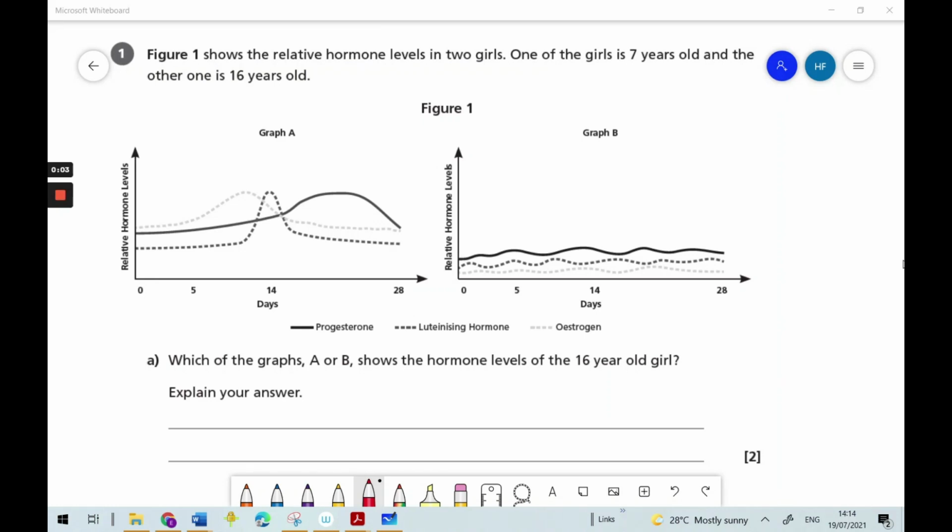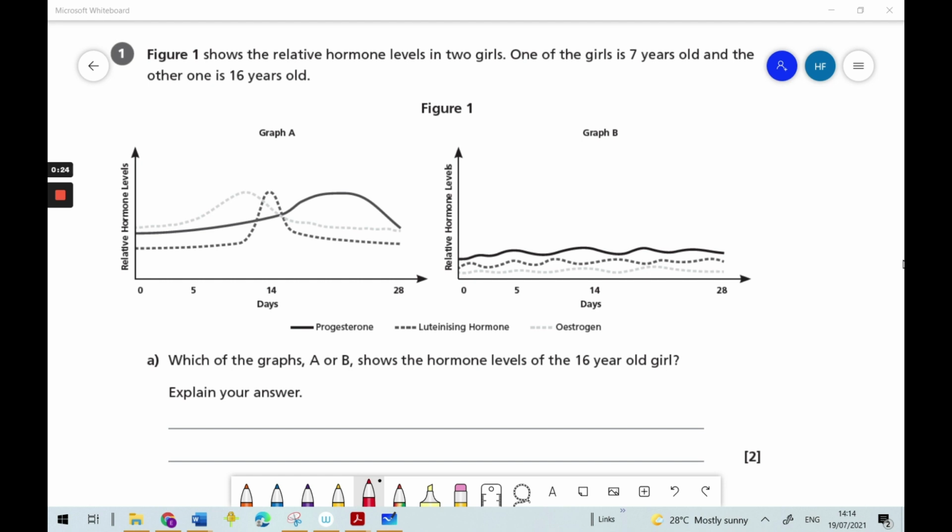Let's have a go at this exam style question. The question says, Figure 1 shows the relative hormone levels in two girls. One of the girls is 7 years old and the other one is 16 years old. Which of the graphs, A or B, shows the hormone levels of the 16-year-old girl? Explain your answer. And there are 2 marks available.